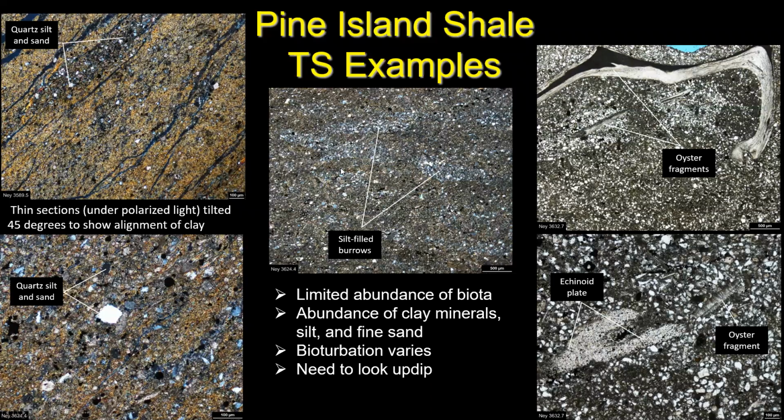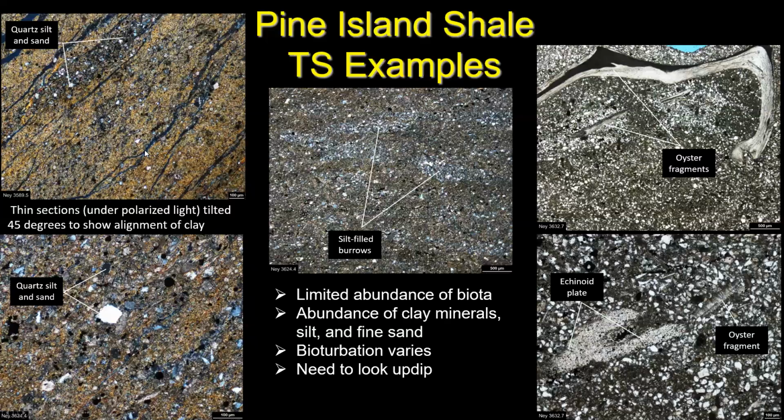Here are some Pine Island thin sections. First let me mention these two here are cross nicols and they're rotated to 45 degrees to show the alignment of the clay minerals. So the upper left here is the silty argillaceous mudstone. And you can see by the bright birefringent color, it shows the clay minerals are all lined up, which tells you essentially there's a lack of total bioturbation. There may be a few burrows here or there. This might be one right here filled by silt.